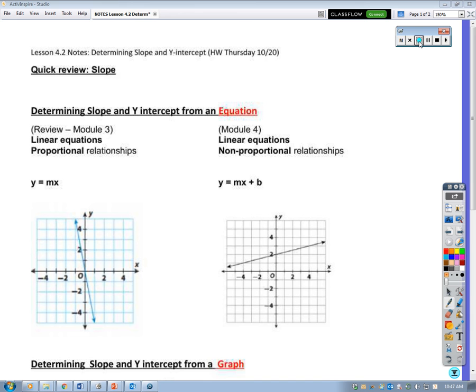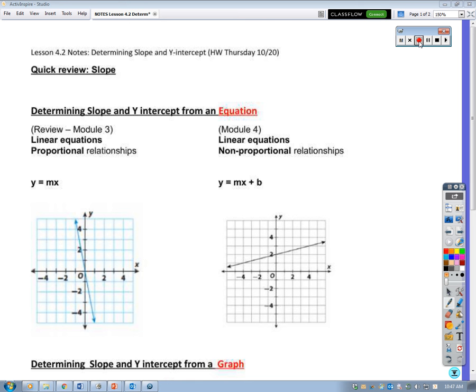All right, Math 8 students, here we are, lesson 4.2, version 2. I actually have the sound working this time, so here we go again. We are in lesson 4.2, determining slope and y-intercept. And this is not entirely different than what we have been doing.